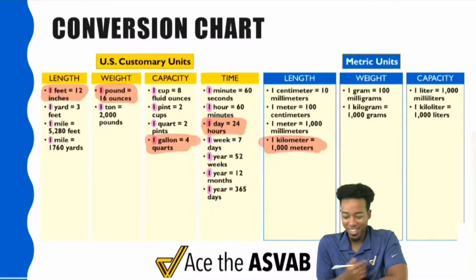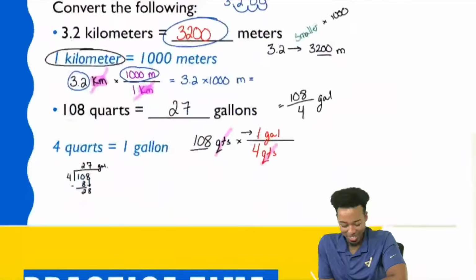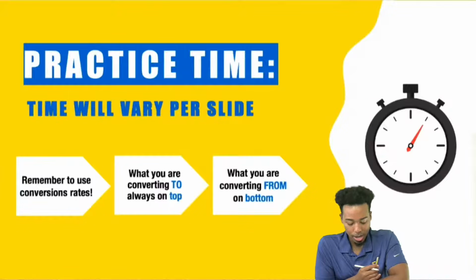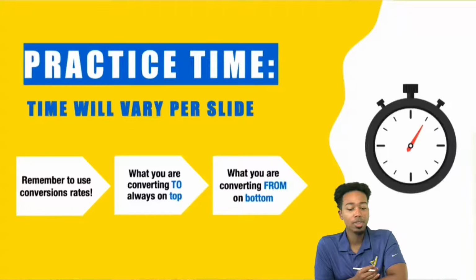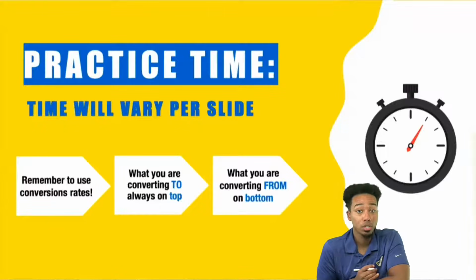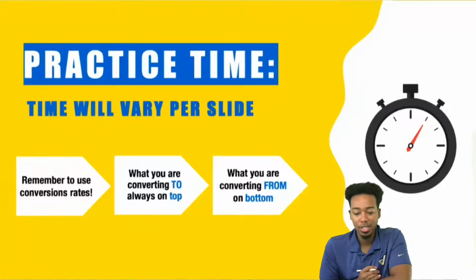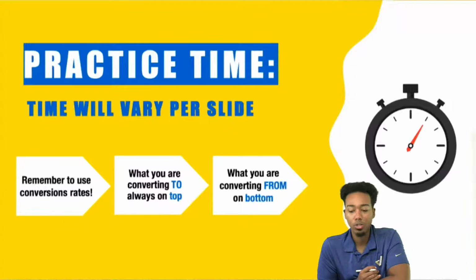All right, perfect. So let's go ahead and keep building that confidence, my party people. Let's go ahead and keep building that confidence, man. So we're going to go ahead and use these conversion rates and these word problems coming up. Now, remember that whatever you're converting to, you're always going to leave it up top, because what you're converting from, canceling it out, that's what you're going to have to get rid of. So you want to cancel it out.